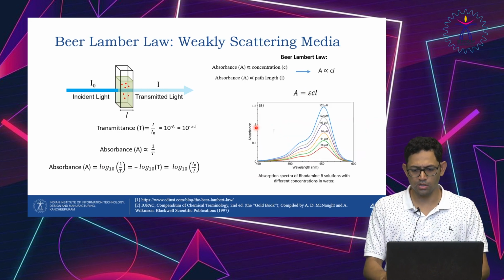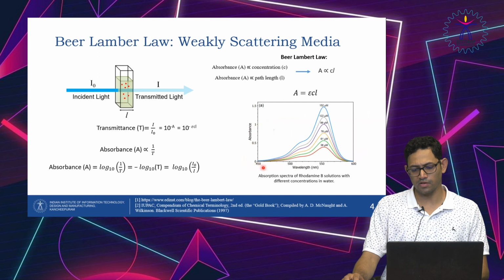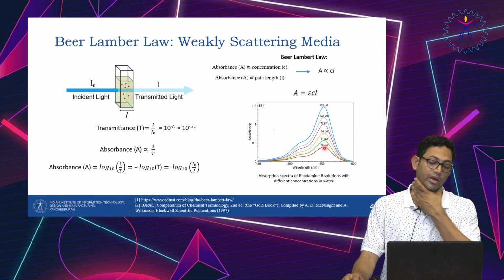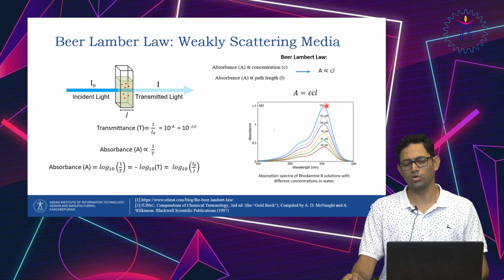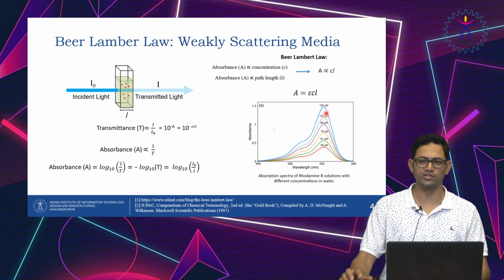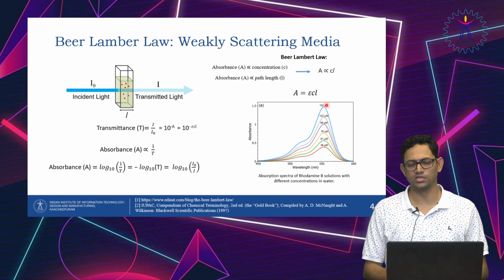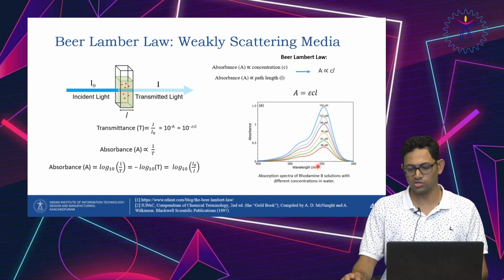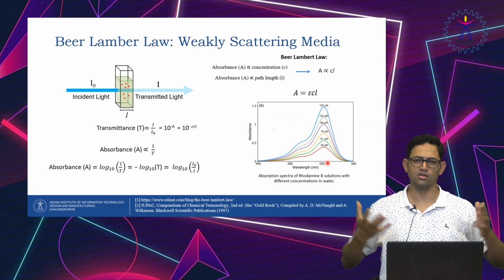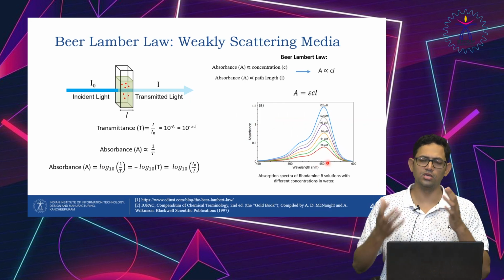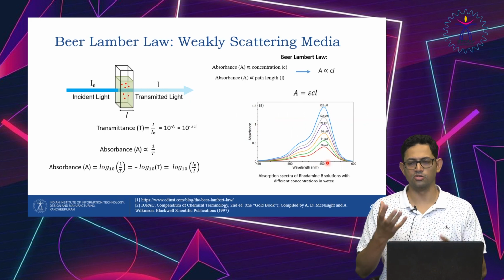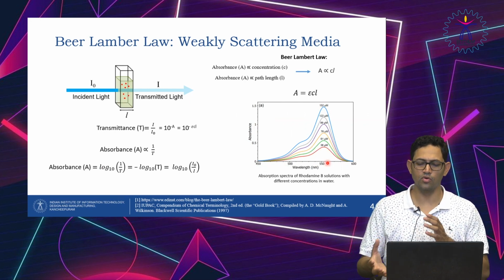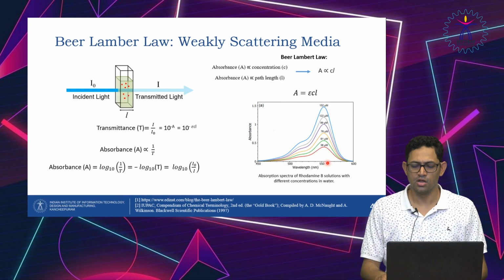Here you can see that the concentration of rhodamine 6G is increasing from 38 micromolar to around 152 micromolar, and the absorption also keeps on increasing as the concentration increases, and it's again a function of wavelength. So it's not a constant thing. The absorption changes based on the concentration of rhodamine 6G.